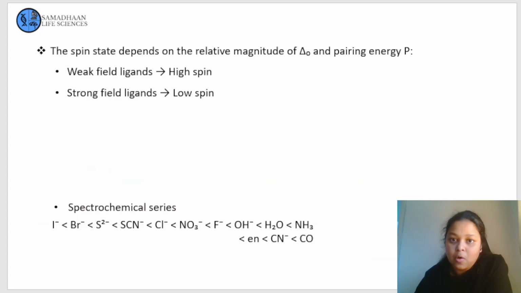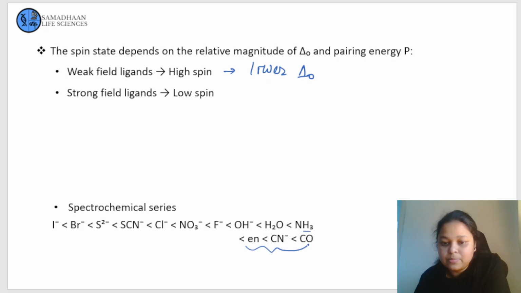Now this delta O splitting energy depends on the incoming ligand. Here I have given a series of ligands, and the earlier ligands have lower delta O. We will call them weak field ligands, and the last ones have higher splitting energy, higher delta O. We will call them strong field ligands.